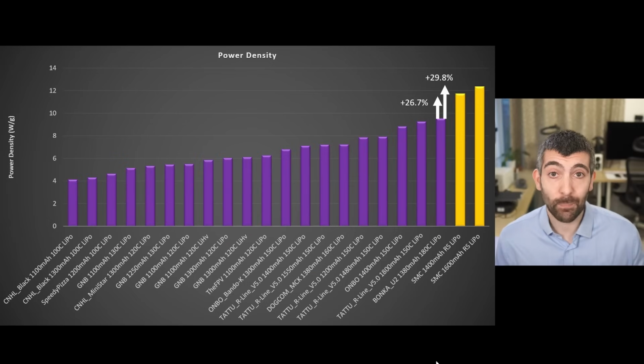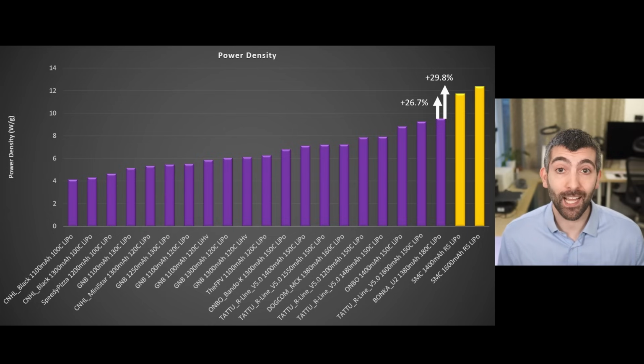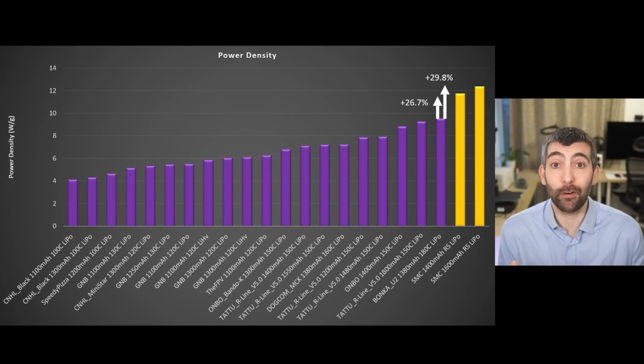If we take the weight of the pack into account, and we're looking at power density in watts per gram of battery weight, the results get even more silly. 12! The SMC packs deliver 12 watts per gram. The best pack I've ever tested before was the Bonker U2 1380. 9.5. These deliver 12.